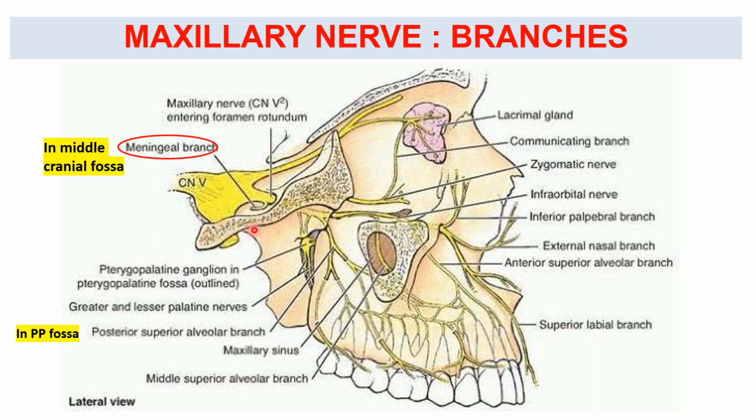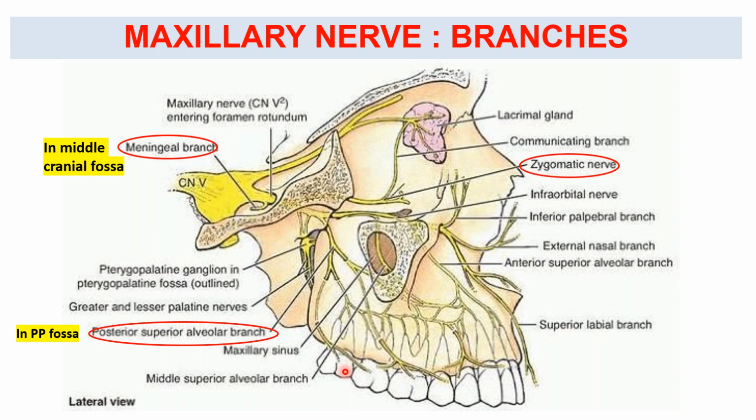In the pterygopalatine fossa, when it crosses the foramen rotundum, it has now reached the pterygopalatine fossa. So in the pterygopalatine fossa, it is going to give the posterior superior alveolar branch. This is a very important branch because it is going to supply the alveoli, and this is the nerve which is required to be blocked when you are dealing with the molars.